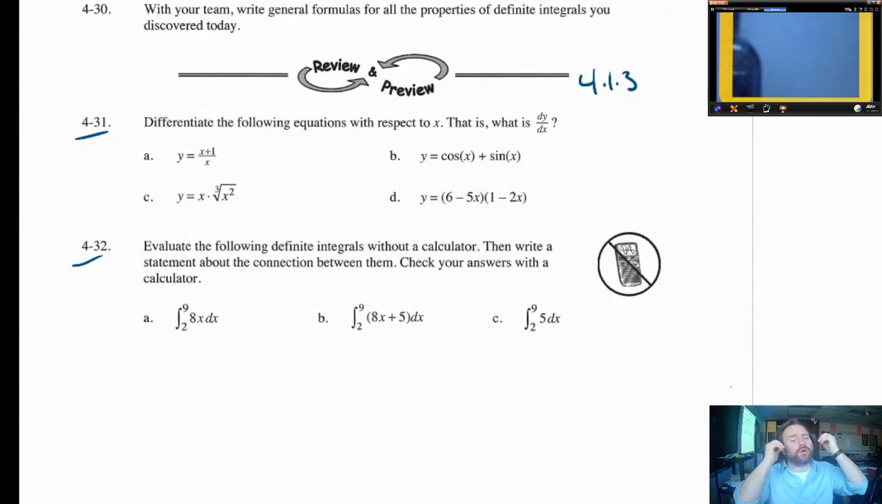We're at section 4.1.3. We got a bunch of problems to look at today. This one might run a little long, so we'll see where we get. It's currently 9:32, and my third hour starts at 9:55. So we'll see how this goes, but here we go.